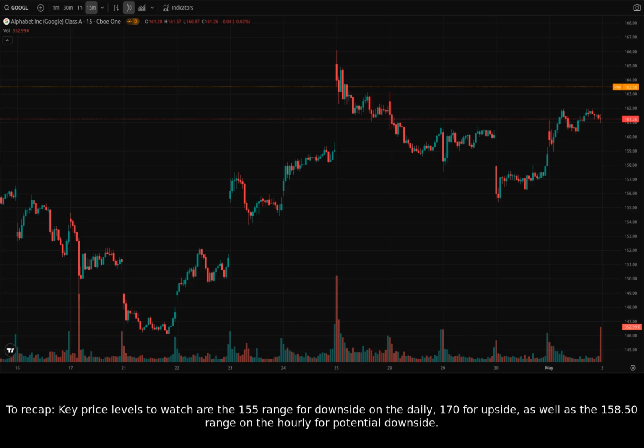To recap, key price levels to watch are the 155 range for downside on the daily, 170 for upside, as well as the 158.50 range on the hourly for potential downside.